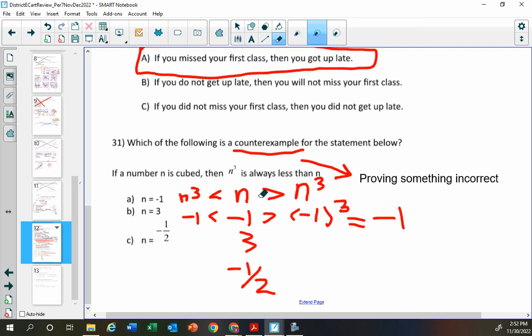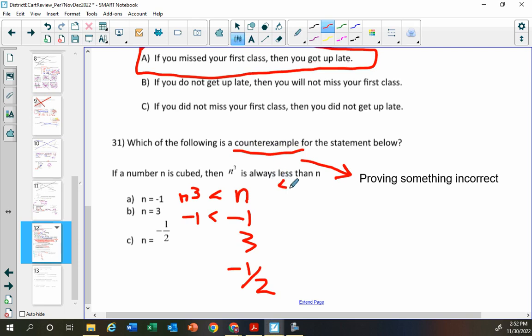In fact, let me erase this part right here. Sorry, I confused you all a little. Let's do it this way. N to the third, always less than n. That's what they're saying here.